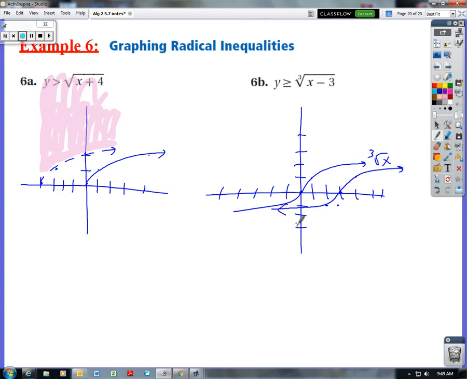Okay, this one is solid because it's equal to. So this is my solid line. And I want all the y's that are greater than or equal to. That's everything. Let's make this big. That's everything above this curve. And because the domain is all reals, it goes forever everywhere. So that's what you should have gotten for that one. And we are now done graphing radicals.